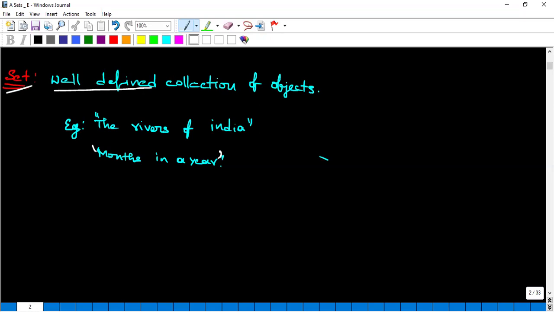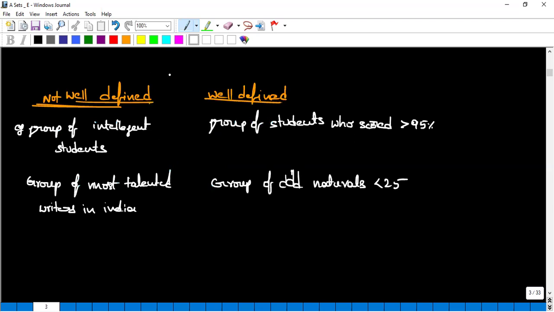Suppose there is an example like a group of tall boys in grade 11. So tall means what height? You are not mentioning it here. So it is not well defined. You see some examples here I mentioned. Group of intelligent students. Intelligence, you are not giving any particular criteria. So it is not well defined.